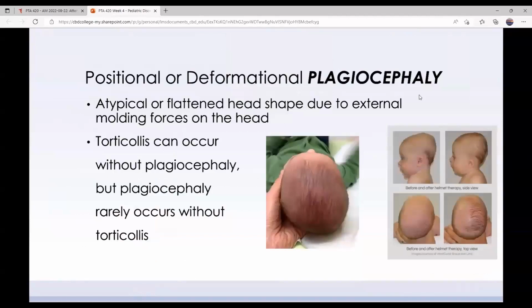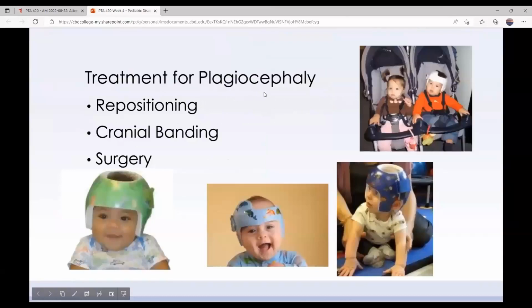This is called plagiocephaly. And the problem with this is that the baby's head becomes deformed. It can change the shape of their face. It becomes flattened. And a lot of parents don't want their babies to have these little helmets, but their head is so mobile at this point, the earlier the better.